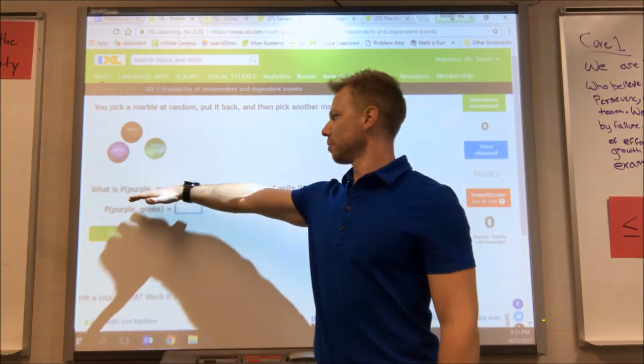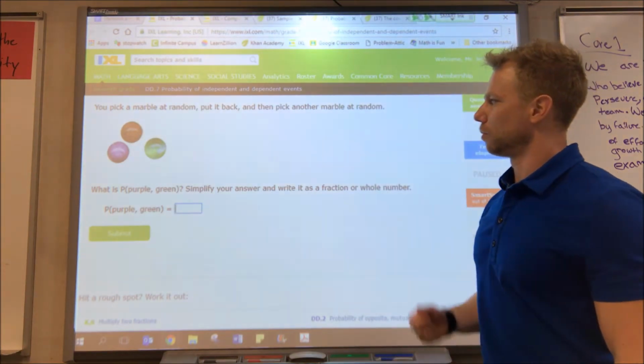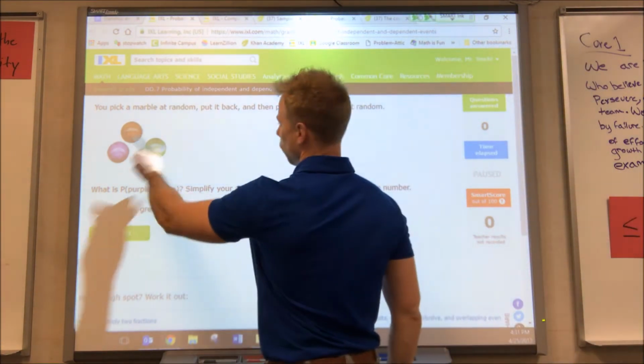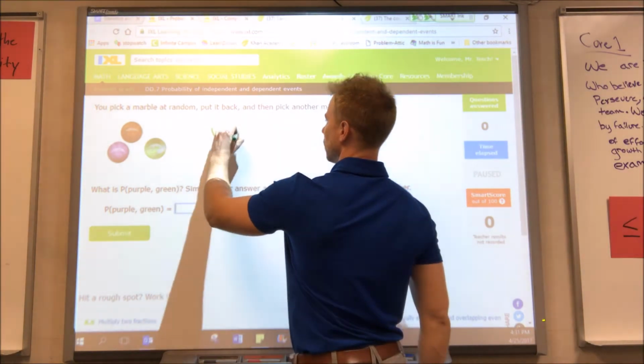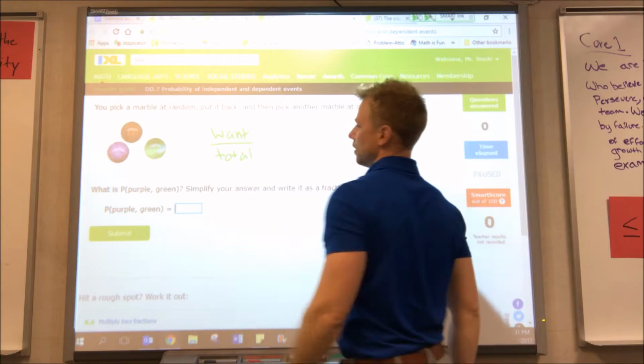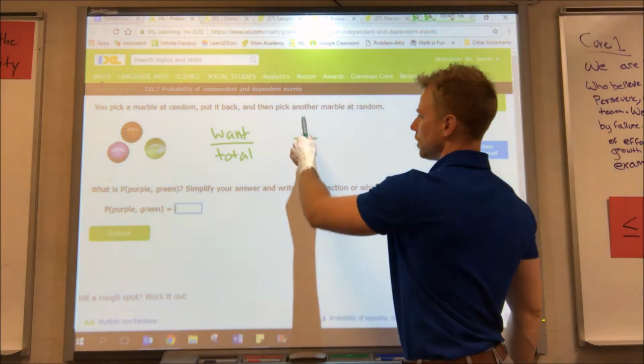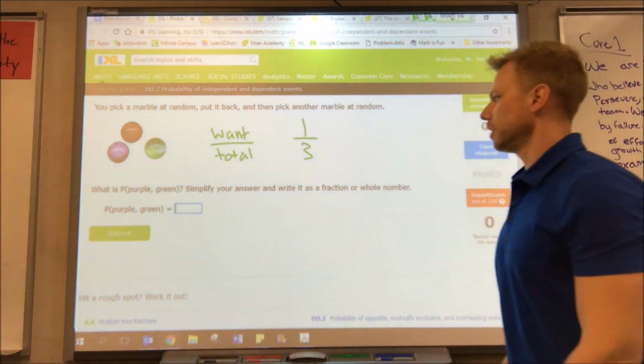So we have to find the probability of getting a purple marble and then a green marble. So we see there's one purple. We're doing our want over total again. There's one purple out of 3 marbles. So what we want is the purple one out of a total of 3.